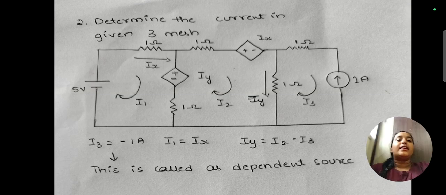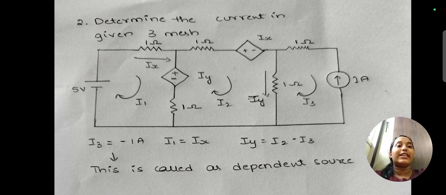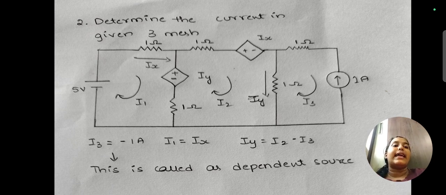Let us see another problem where we have to apply 3 loops. We have 3 loops and we will get the currents I1, I2 and I3. Here in loop 3, there is a dependent source of 1 ampere. I3 is flowing from positive to negative, so it is minus 1 ampere. I1 is Ix and Iy is I2 minus I3. So let us apply the KVL rule to find the currents I1 and I2.